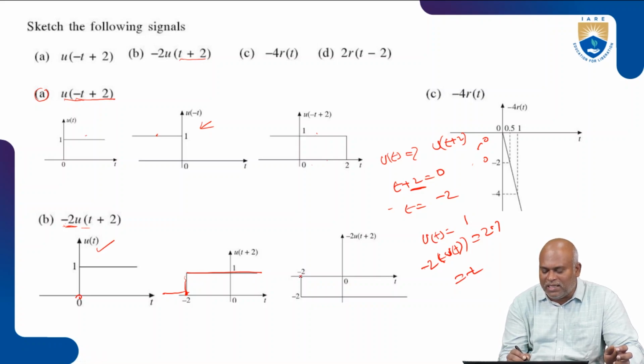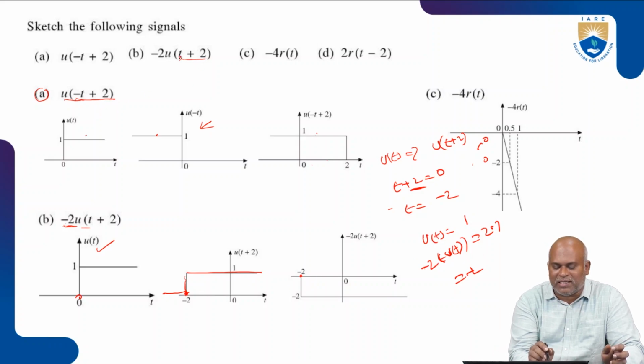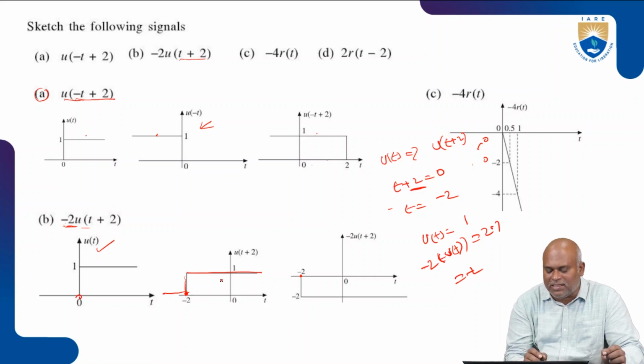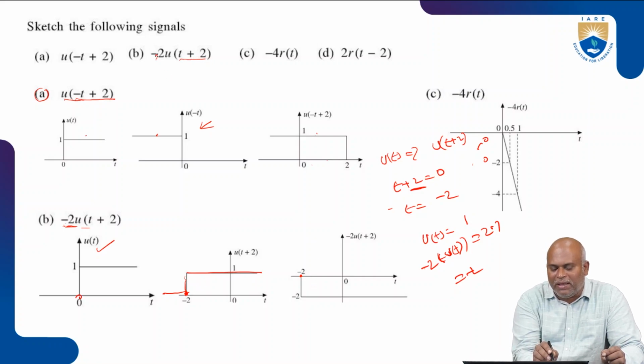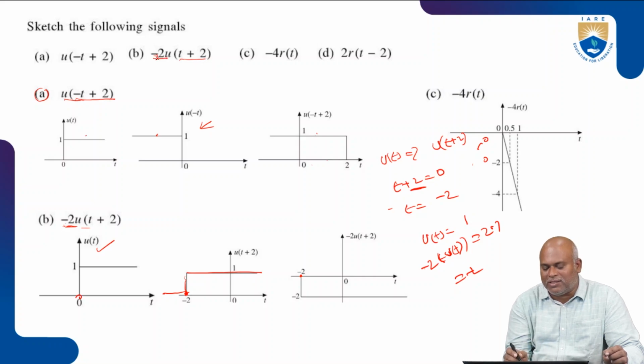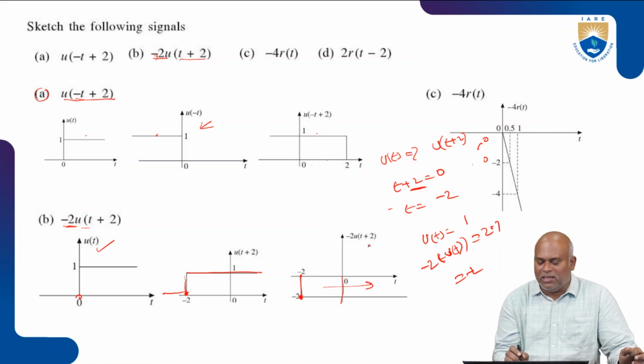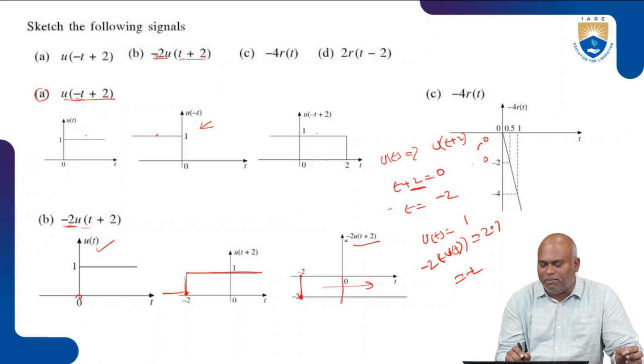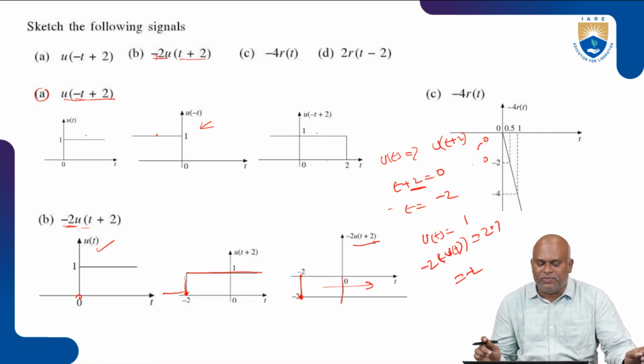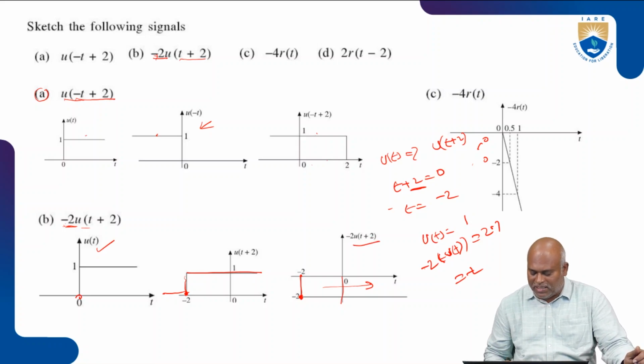The signal here is going to start at minus 2, based on our time shifting operation t plus 2. This is the case. Then when you multiply with minus 2, the signal goes to the downside of the x axis. Here is a 2. Then the signal continues together for 1, 2, 3. This is the output signal of minus 2 u of t plus 2.